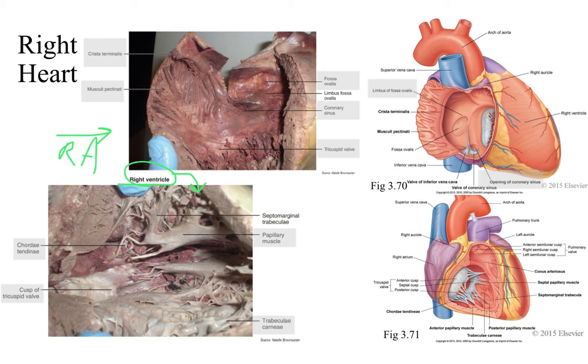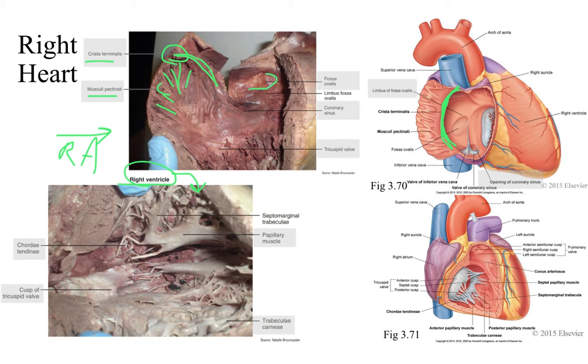Some structures I want to point out that are a little more detailed are, first of all, your musculi pectinati, which are little pectinate muscles. These are these little strands of muscles that you see all around. And up here you see something called your crista terminalis, which is a muscular ridge on the posterior side of the right atrium. So you can see the length of it right here, and you can see where it's going right here as well.